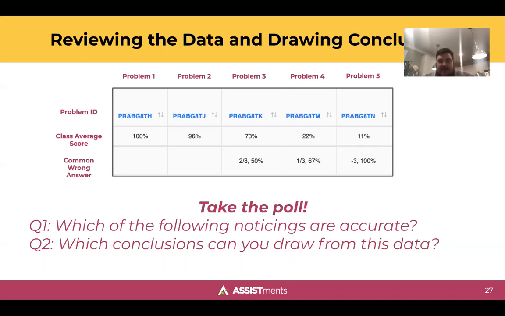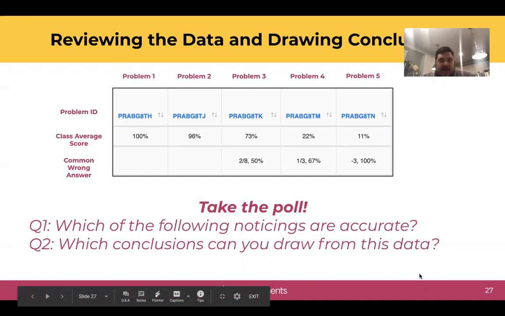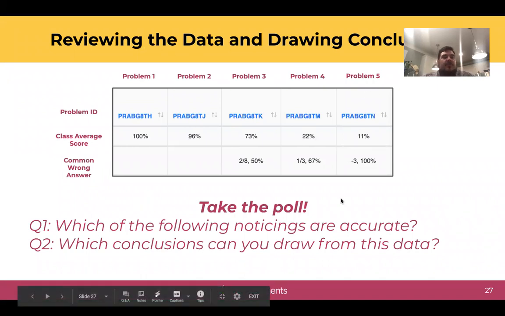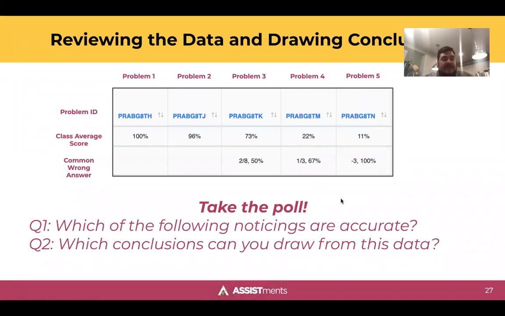Okie dokie. So let's go ahead and take a look at what we have for results. So here are our results. Looks like for question one, which of the following noticings are accurate? 85% of you chose the correct answer, which is that most students scored poorly on two questions, specifically on problems 4 and 5. And then for number two, what can you conclude from the common wrong answer for problem number 4?